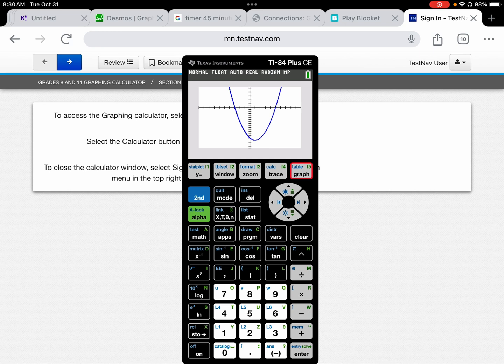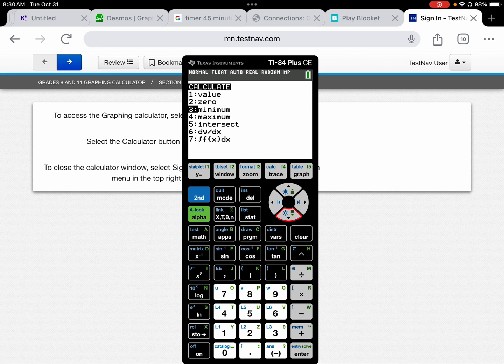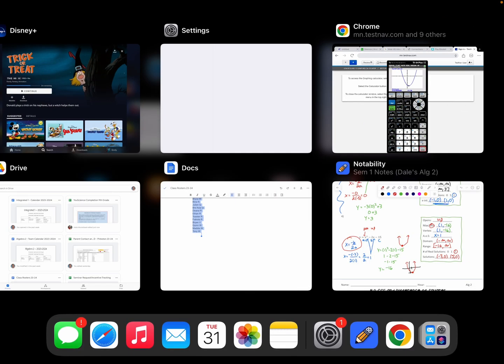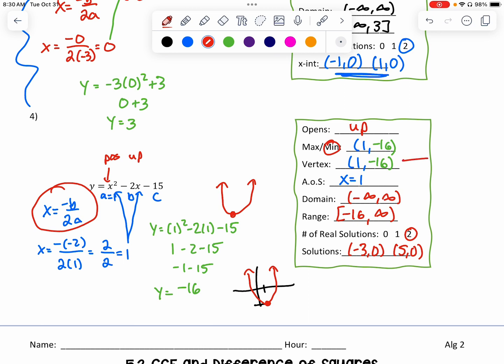If I want to find the minimum, I'm going to go to second trace, and since I know it's a minimum, I'm going to go to minimum, and then we're doing the left bound, right bound again. I go to the left of the minimum, hit enter. Then it says right bound, so I go to the right of the minimum and hit enter. Then you say guess, so you hit enter one more time. The calculator gets very, very specific, but 0.9999 is going to round to 1. So our minimum is at (1, -16), which is what we got, and that matches our (1, -16).